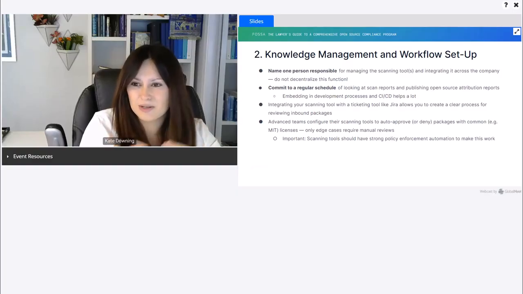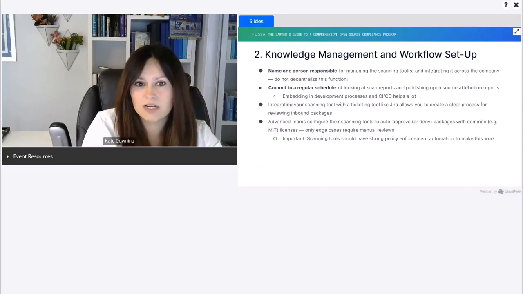But this is a big responsibility. It is a big role. It's not something one person can do in 10% of their time. And I think that the biggest obstacle that I see for companies in doing open source compliance and starting open source compliance programs is finding this one person.